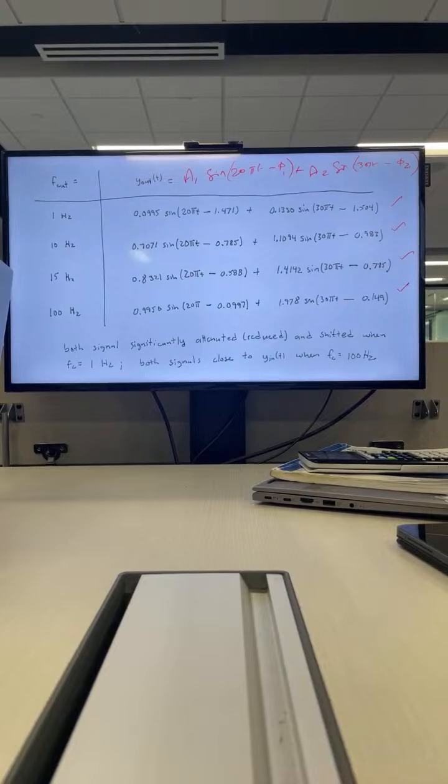If you plot it in Excel, you are going to see that the signals are significantly attenuated and shifted when it is at 1 hertz. It gets attenuated. It is reduced, almost suppressed.